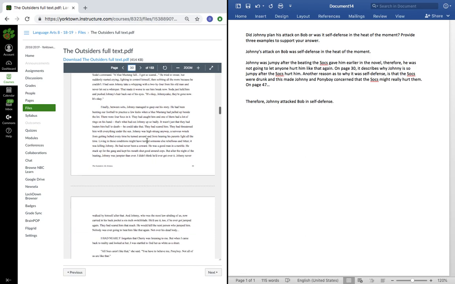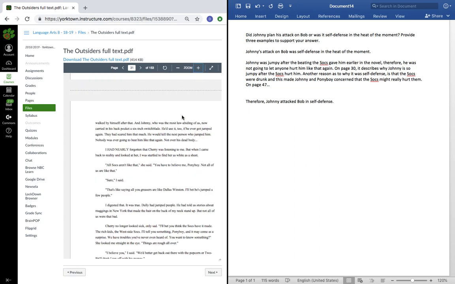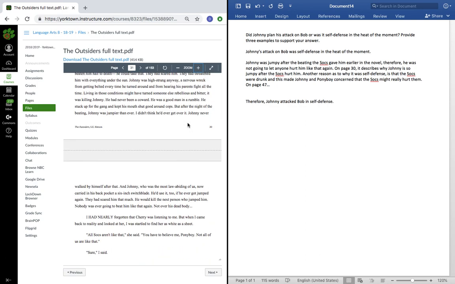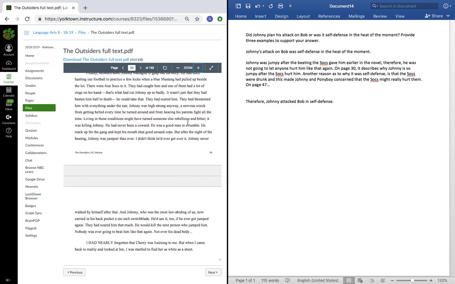Let me zoom in a little bit here. On page 30, it says, start right here. They had scared him. They had threatened him with everything under the sun. Johnny was high-strung anyway, a nervous wreck from getting belted every time he turned around and from hearing his parents fight all the time. Living in those conditions might have turned someone else rebellious and bitter. It was killing Johnny. He had never been a coward. He was a good man in a rumble. He stuck up for his gang and kept his mouth shut around the cops. But after the night of the beating, Johnny was jumpier than ever. I didn't think he'd ever get over it.